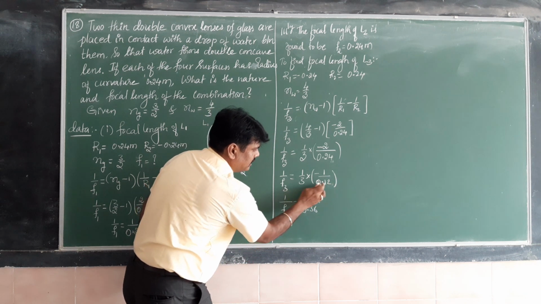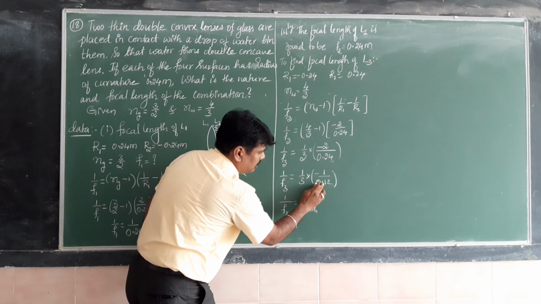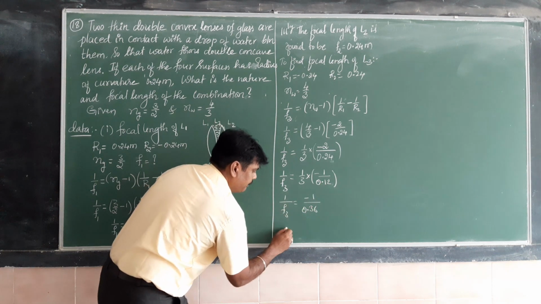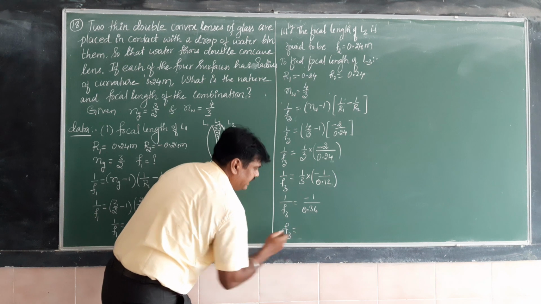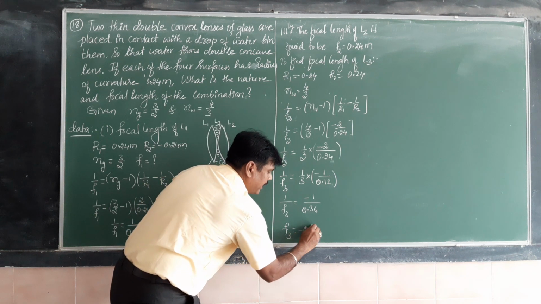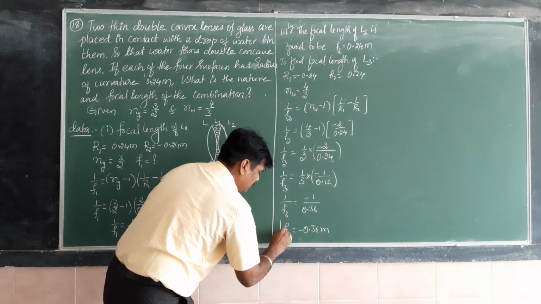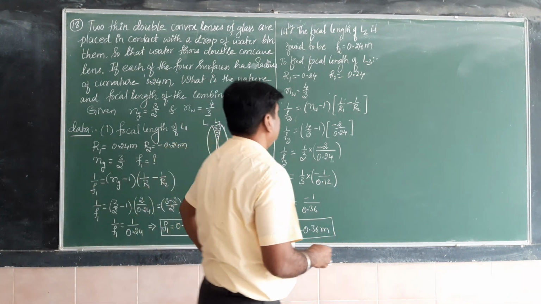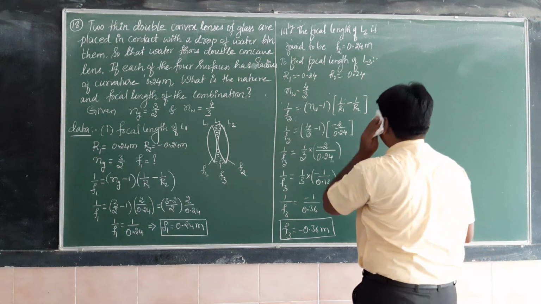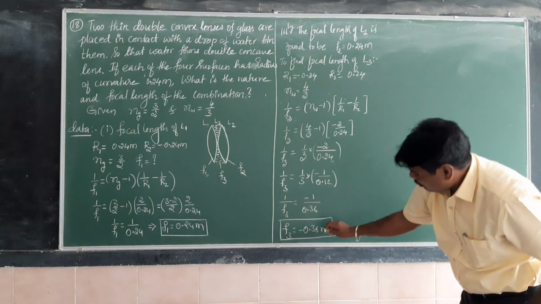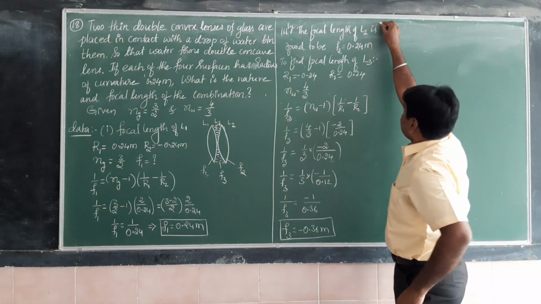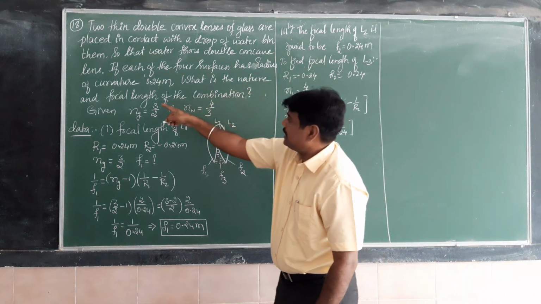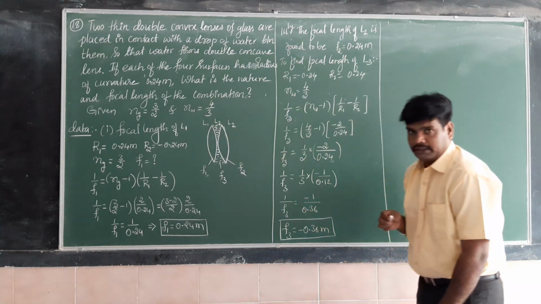12 times 3 is 36. We have to place a decimal after two values. It means 36 becomes 0.36, minus. Then if we take the reciprocal, f3 is equal to minus 0.36 meter. See here, the focal length of the lens formed by using water will be equal to minus 0.36 meter. See the next step. We have to find the nature and the focal length of the combination.